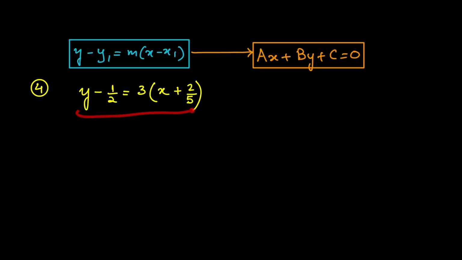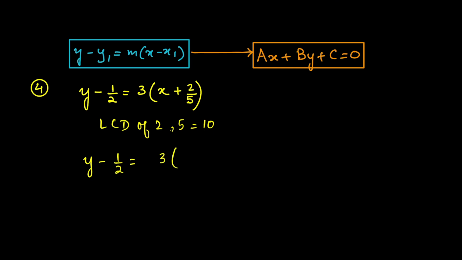Now in this example, we see that the coordinates, like the x1, y1, these values are fractions. So to get rid of these fractions, first we see what these denominators are and what their LCD is. So 2 and 5, the LCD for 2 and 5 is 10. So what we do, we rewrite the equation once again, and then we multiply by the LCD on both sides. So I'm just rewriting the equation, and now we multiply with this 10 and also here with 10.